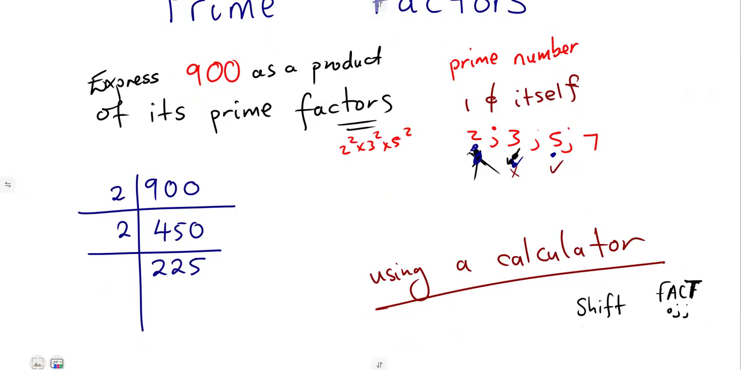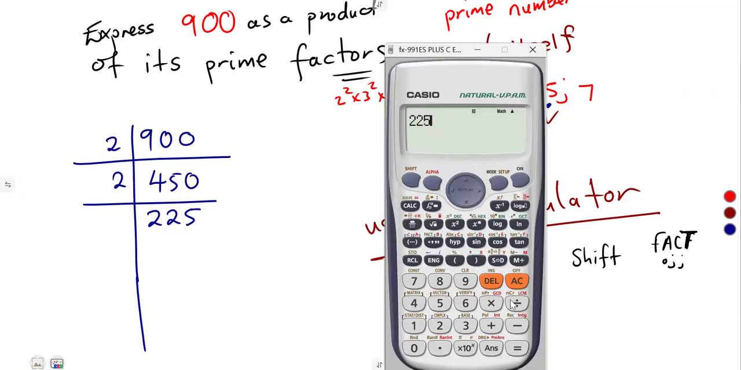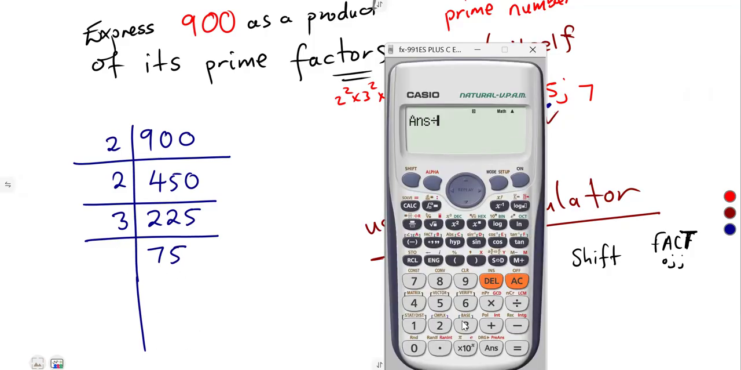Where there is a 5, never try to use a 2. Where there's a 5, you can try 3 there. So let's try 3. 225 divided by 3. This is what? 75. So this is going to work. There's a 5. So we try 3. 75 divided by 3 gives us 25.